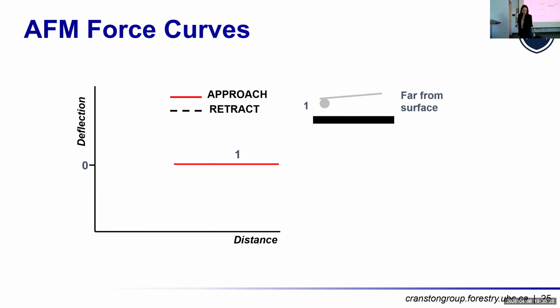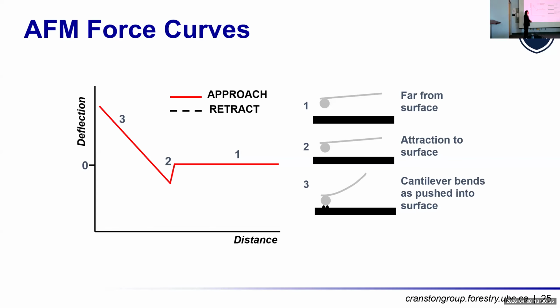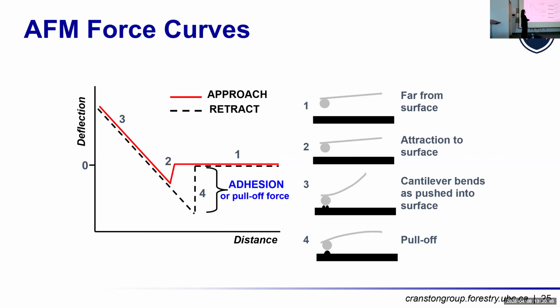But as I bring the probe closer to the surface, let's say they have an attraction, and so the attraction goes below 0, and my deflection drops down until my probe is touching the surface, and then I keep pushing, and now my probe and my surface are basically just moving together. I've made contact. Okay, now I can retract from the surface with my probe, so I follow back along the same line.